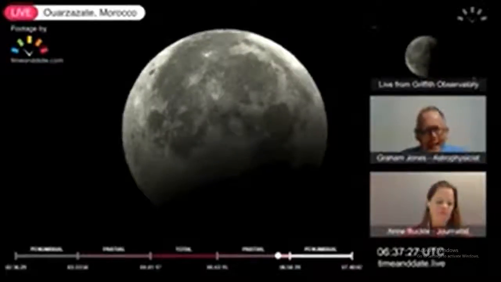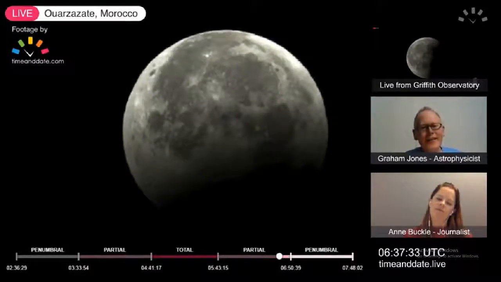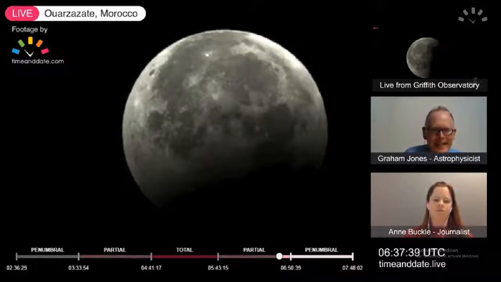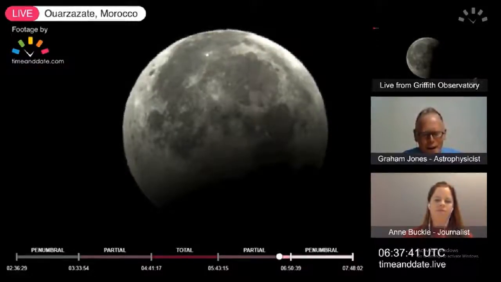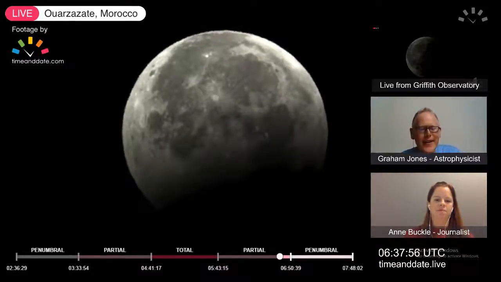The next blood moon, yes. The next total lunar eclipse, to get this very perfect alignment between the sun, the earth and the moon, we have to wait about 2.5 years for that. It will be May 26th, 2021. So that's the year 2021.